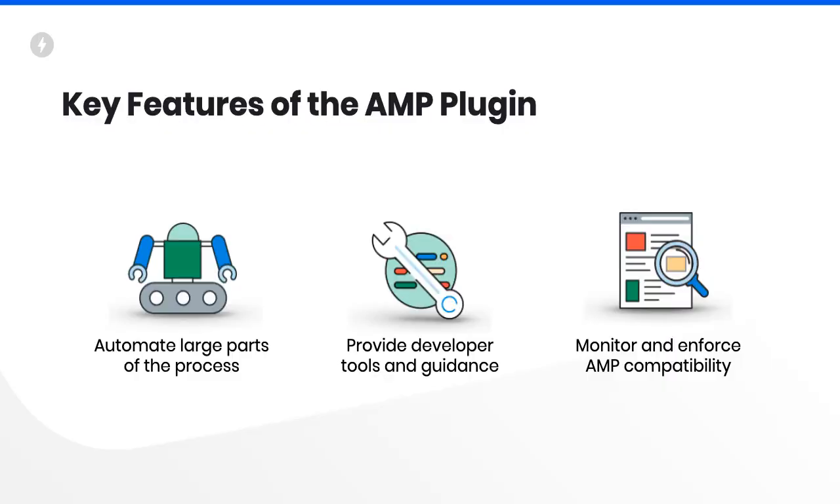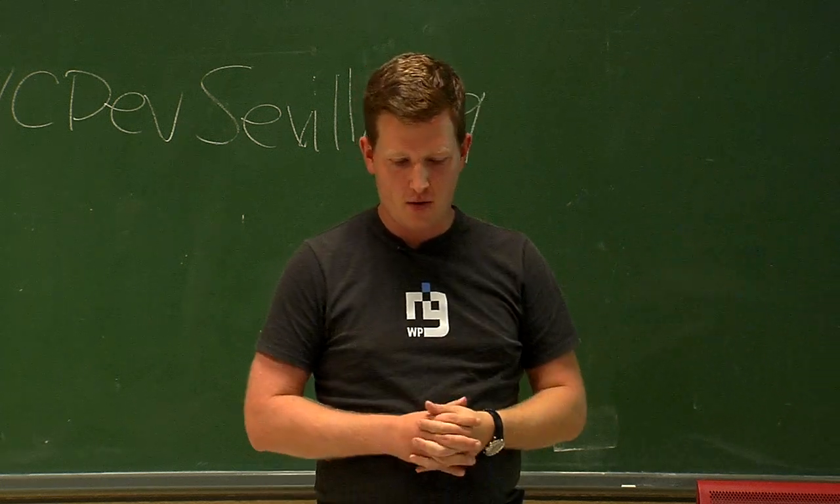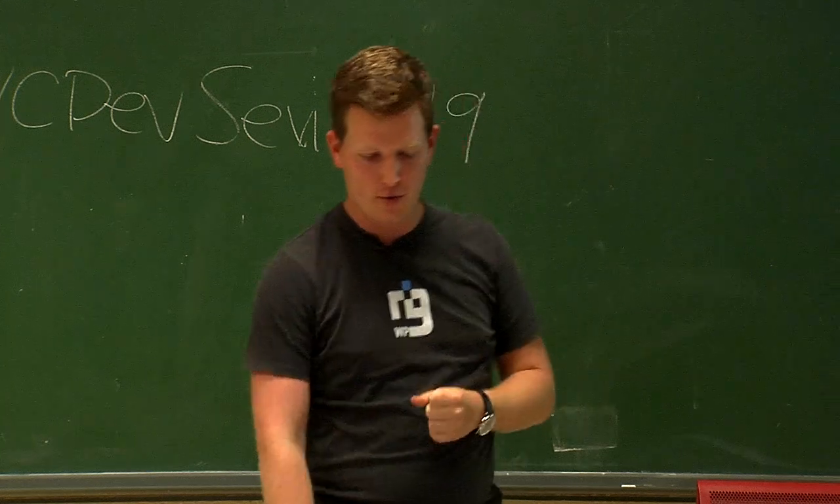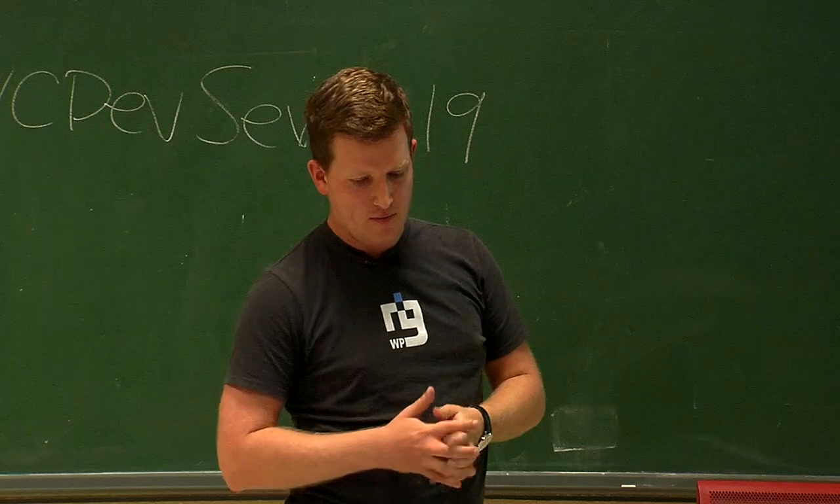So what the AMP plugin does is it basically automates large parts of the process, as I mentioned. It hooks into the WordPress content generation mechanisms to transform as much as it possibly can automatically. Then for all the other parts that it can't predict, it provides developer tools and guidance. And last but not least, just as the AMP framework allows you to always validate your site, the AMP plugin also monitors and enforces AMP compatibility throughout. So now let's look at an example for each of these features.